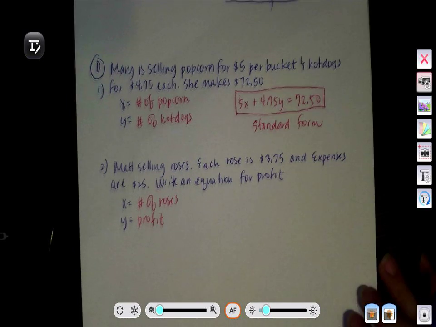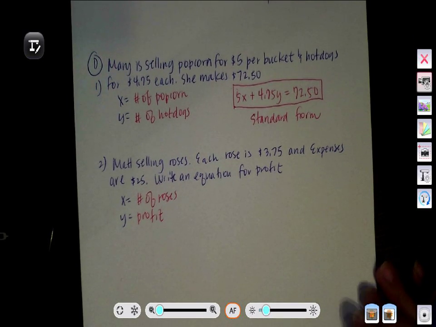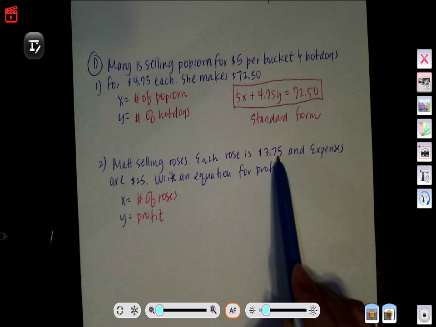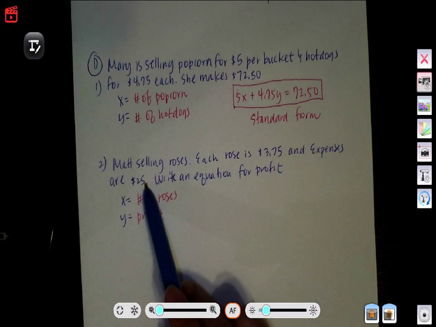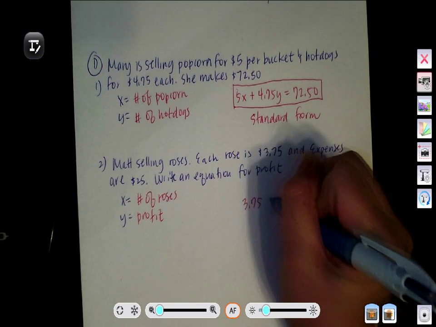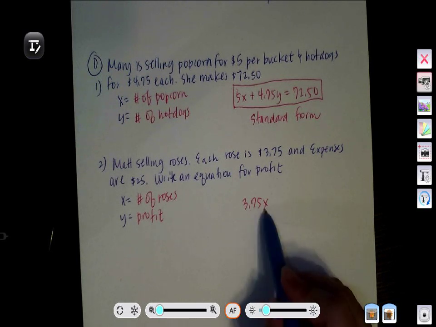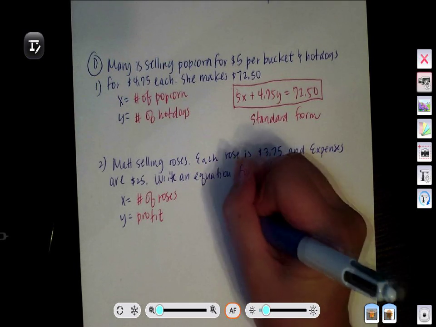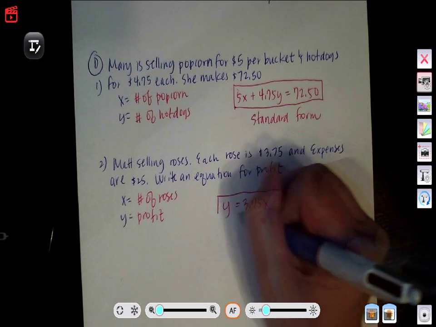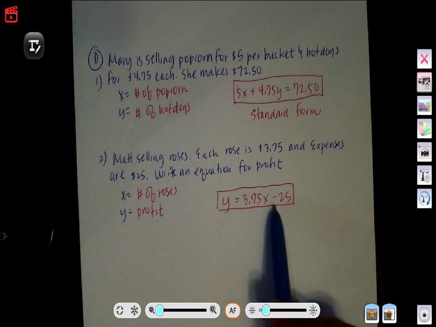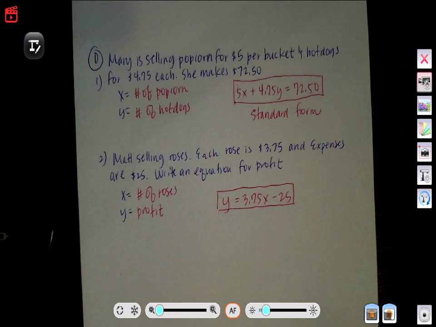Now, if you think about how we can figure out how much money he's going to make, let's say that he sold 100 roses. He'll do 100 times $3.75 to find out how much money he made, but he spent $25, so you have to subtract that. In other words, 3.75x is going to tell you how much money you make, and then you have to subtract the expenses of $25, and that's going to give you how much money you make. So if you look at it that way, y is equal to 3.75x minus 25, and it would be in slope-intercept form.